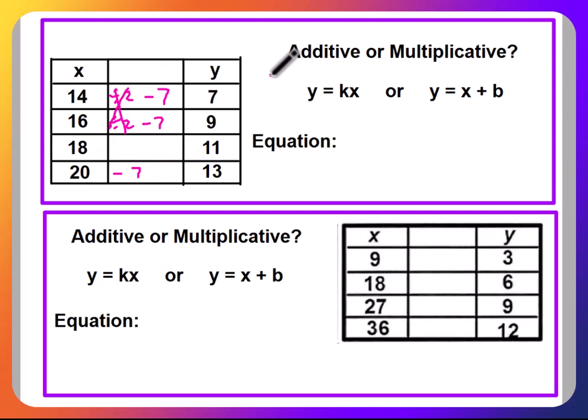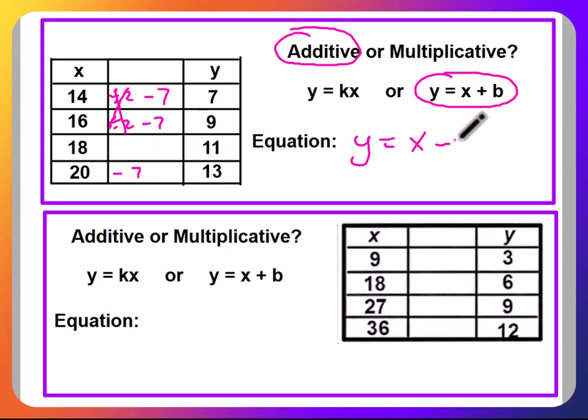And remember, subtraction or adding is considered an additive relationship, which means we would use y equals x plus b. Again, the y and the x stay the same, y equals x. And instead of adding a number, we're subtracting. So it would be minus 7. So this is your equation, y equals x minus 7.